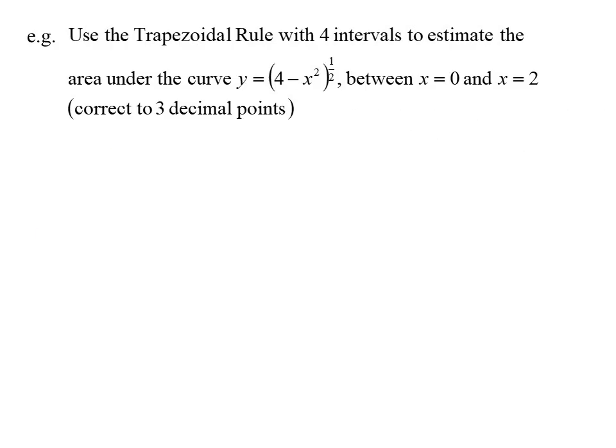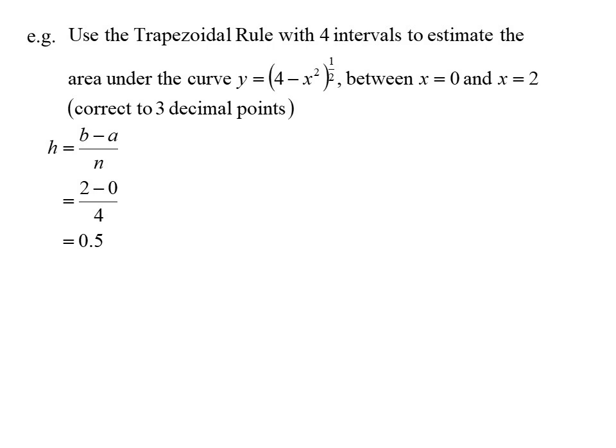Alright, let's use it to estimate this, and I've deliberately picked something we know the exact value of. So y equals 4 minus x squared, to the power of a half. We are of course talking about our semicircle, although I'm going from 0 to 2, so it'd be a quarter of a circle. How would the trapezoidal rule go? Well, they've asked me to do it with 4 intervals. Sometimes they call them intervals, sometimes they'll call them strips, sometimes they'll call them trapeziums, sometimes they'll call them subintervals, all sorts of different names.